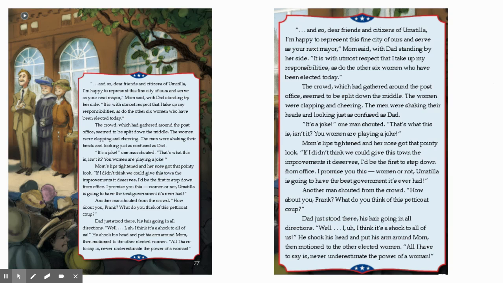Another man shouted from the crowd, "How about you, Frank? What do you think of this petticoat coup?" Dad just stood there, his hair going in all directions. "Well, I think it's a shock to all of us." He shook his head and put his arms around Mom, then motioned to the other elected women. "All I have to say is never underestimate the power of a woman."